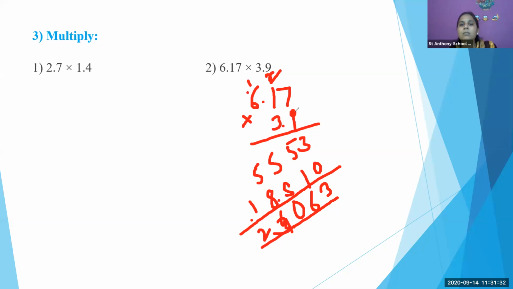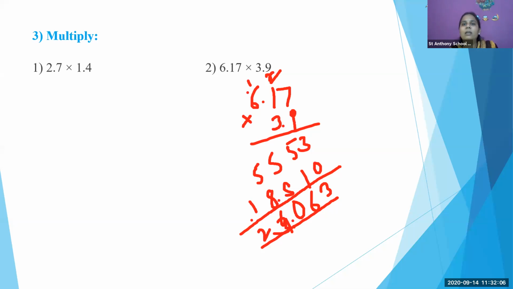Now where will our decimal point be? 1 digit, 2 digits and 3 digits. So after 3 digits our decimal point will be from the unit place. So 1, 2, 3. So the answer is 24.063. The answer is what? 24.063. Well done everyone. Good. Okay, 24.063. 0.0063 is not the answer, Aryan. 24.063 it is, right? Okay.